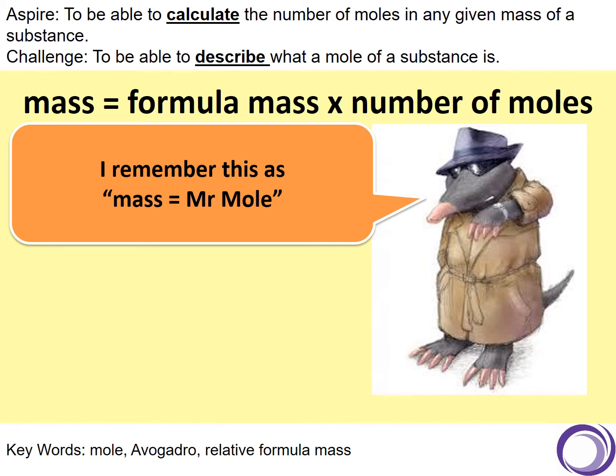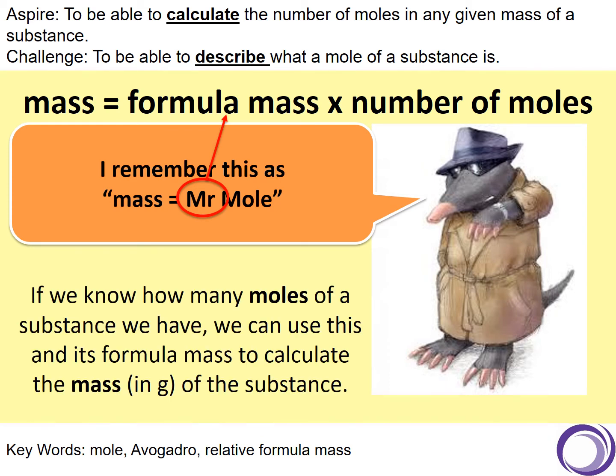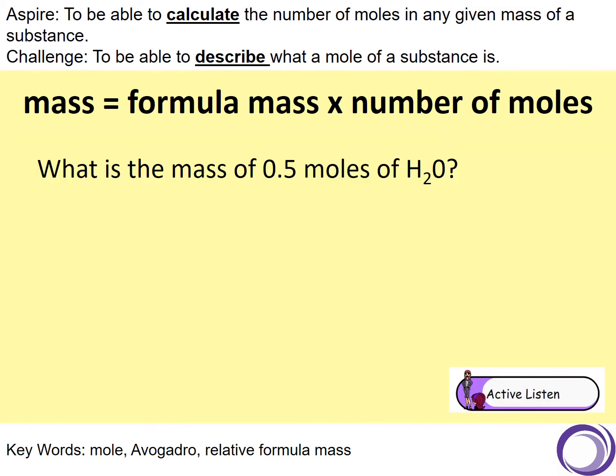I remember it as mass equals Mr mole, but you can remember however you want to, so long as you get it in the correct order. So the mass is equal to the formula mass multiplied by the number of moles. Formula mass, of course, is Mr. So if we know how many moles of a substance we have, we can use this and its formula mass to calculate the mass in grams of a substance, and it must always be in grams.